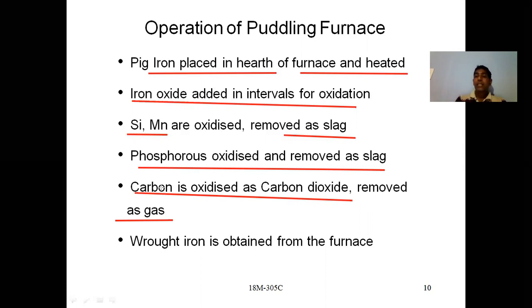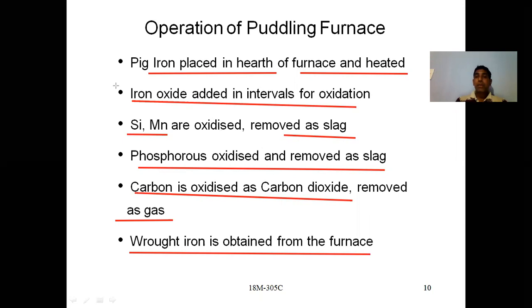So they are oxidized and the slag is formed, and the slag can be removed later, as it settles on the molten metal. And wrought iron is obtained from the furnace. So at the end, what are you going to get? You are going to get wrought iron that settles on the hearth. When you remove this slag, which is settled on the molten metal, later you can tap the molten metal from the furnace. So that is the wrought iron we can obtain from the puddling furnace.